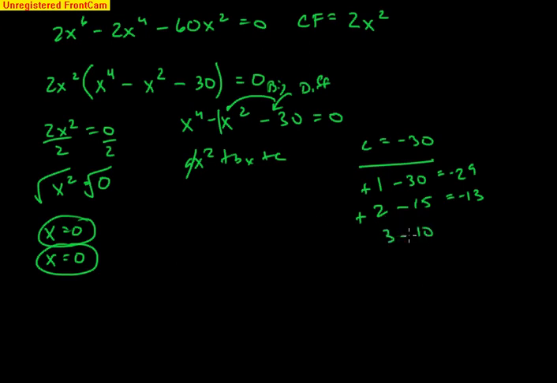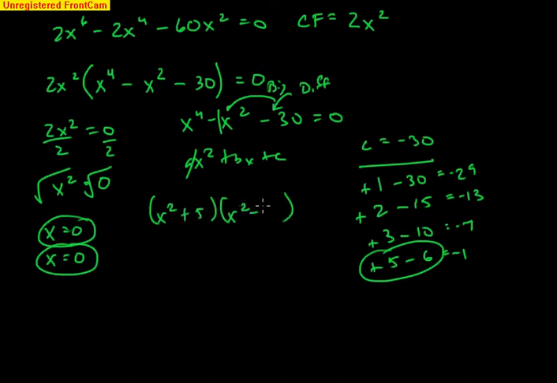No. 3 and 10, big negative, small positive. No. 4 does not. 5 and 6, big negative, small positive. There we go, magic numbers. Plus 5, minus 6. So what I will do is I will put 2 parentheses with x squareds this time, because it's x to the 4th, and one parenthesis gets the plus 5, the other one gets the minus 6.